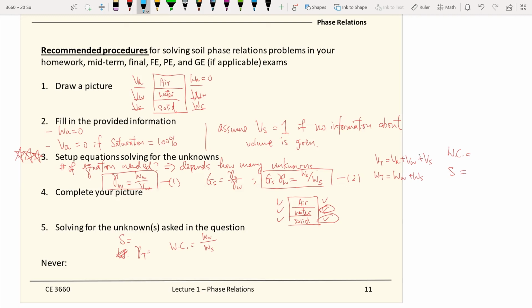So my only advice for solving this type of problem is never, never, never try to start solving a problem by picking the right equations or formulas. It's not about plugging in the formula, but understanding how the phase relationship works, which starts from the phase diagram.